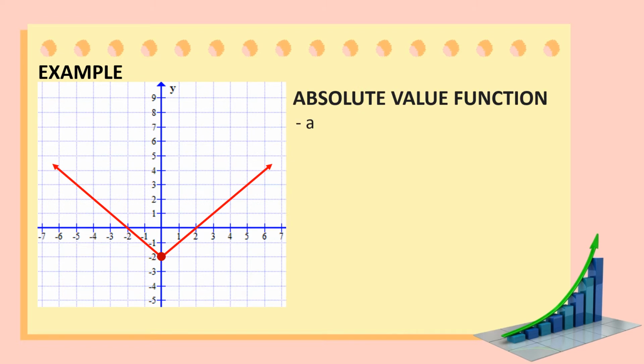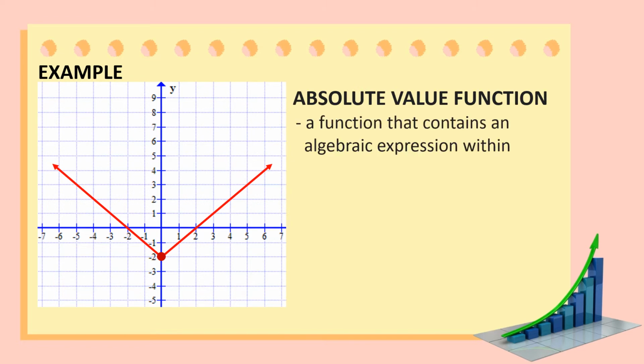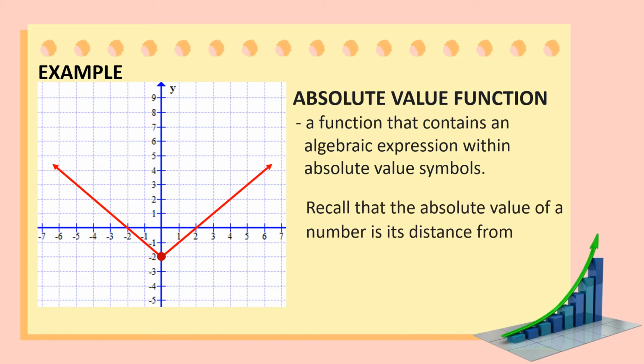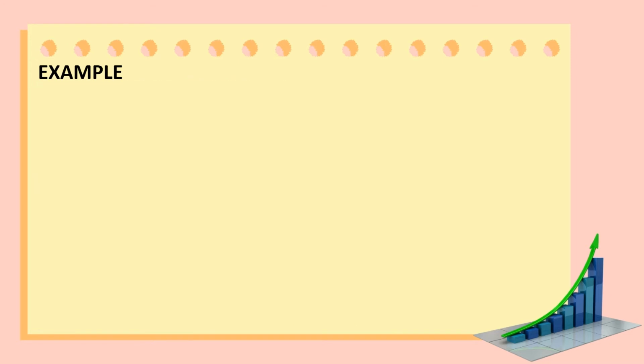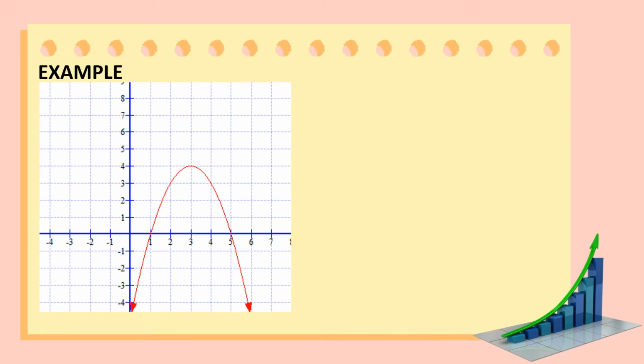An absolute value function is a function that contains an algebraic expression within absolute value symbols. So you have to recall that the absolute value of a number is its distance from zero on the number line. Our next graph is an example of a quadratic function.